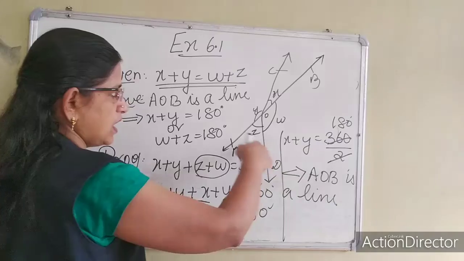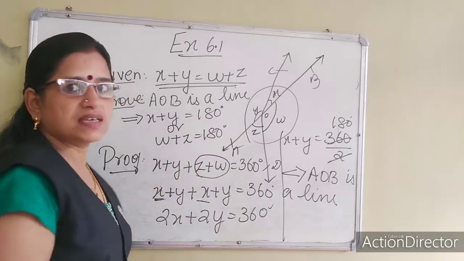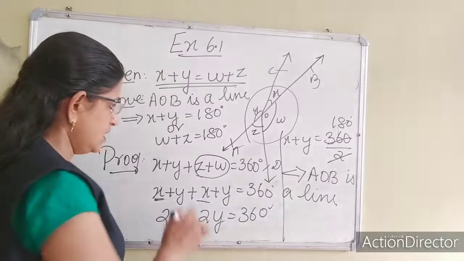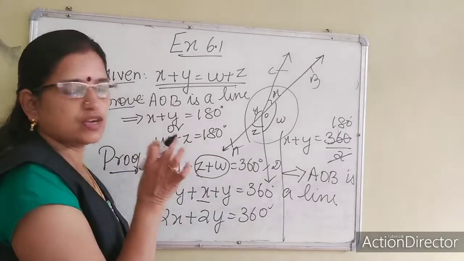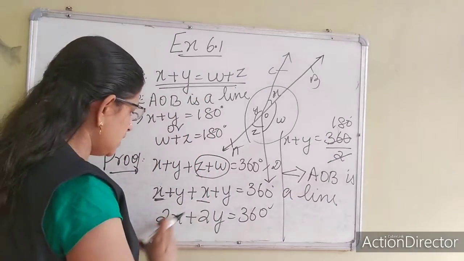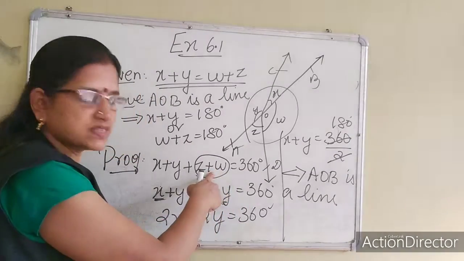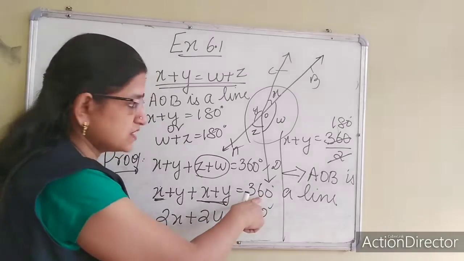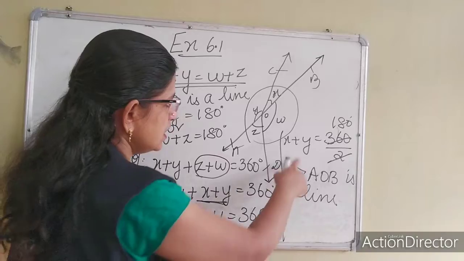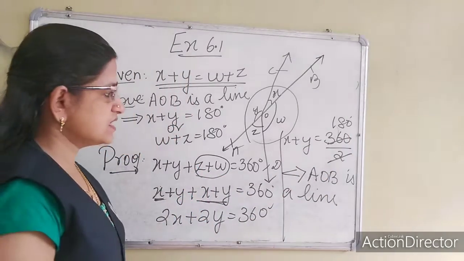Only one property you have to remember over here, that it is a full angle. That is x plus y plus w plus z is equal to 360 degrees. In place of z plus w, I am going to replace it by x plus y. So I am getting x plus y, again x plus y in place of w plus z, equal to 360. 2x plus 2y is equal to 360, or x plus y is equal to 180, implies AOB is a line.